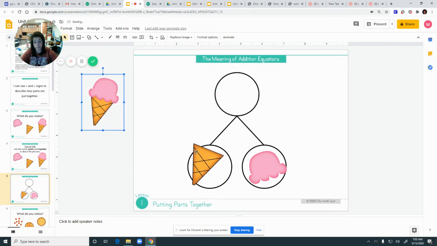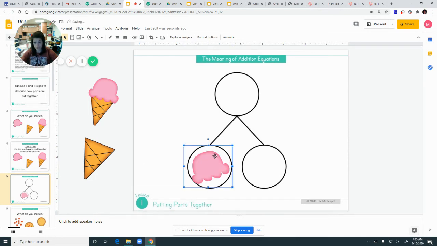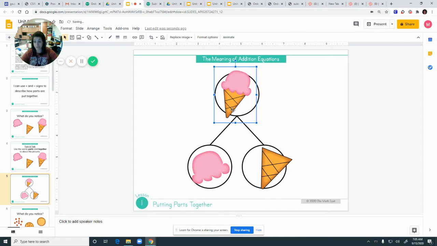Okay, let me show you that again. In addition, you're putting together pieces to make a whole. So I'm putting together the top of my ice cream, which is my ice cream, with my cone. And when I put those two together, I get my ice cream cone. Let me show you another one.